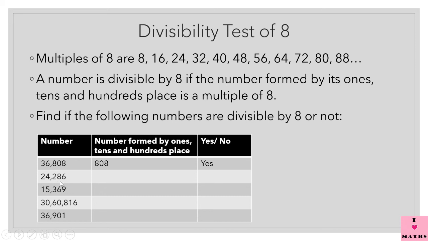24,286. Now we will divide 286 by 8. 8 2s are 16, 8 3s are 24. So 8 3s are 24, 28 minus 24 is 4, 46. So 8 5s are 40, 46 minus 40 is 6. So 6 is the remainder. So 286 is not a multiple of 8. So this number is also not a multiple of 8.